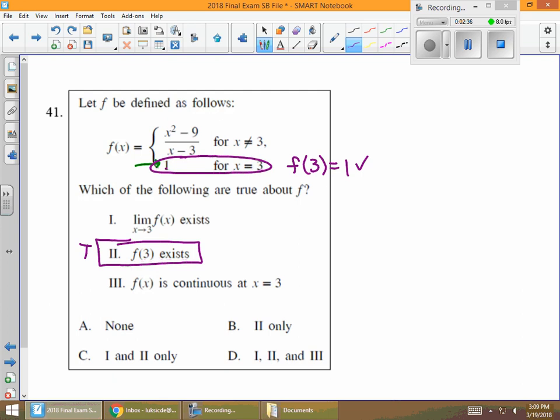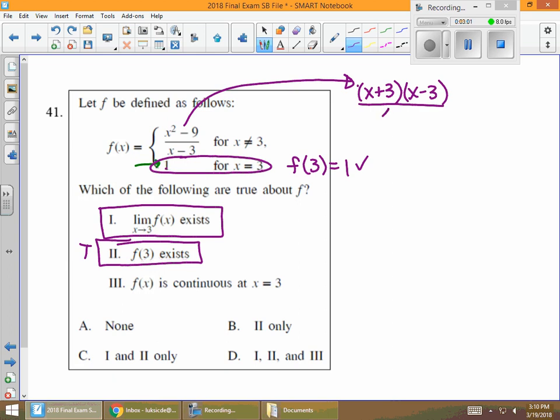For the limit, since we're basically filling in this hole at 1, we know the limit is going to exist. We have a removable discontinuity here, and if you're not sure how I knew that, take a look at x squared minus 9 over x minus 3. X squared minus 9 is the difference of squares. So just like the problem before, you have a removable discontinuity at 3. So the limit is going to exist.